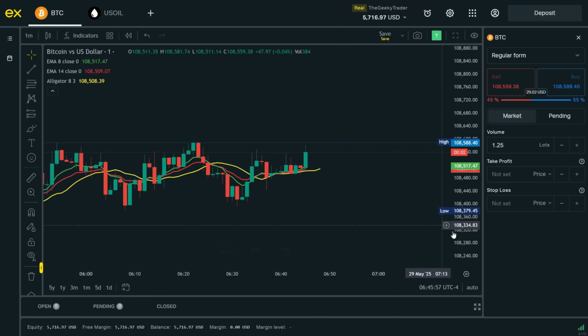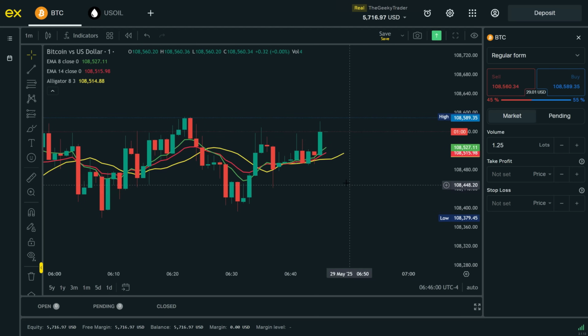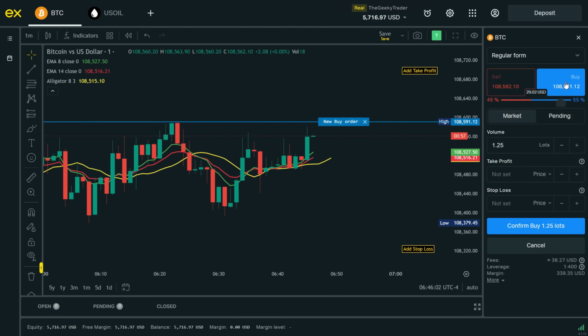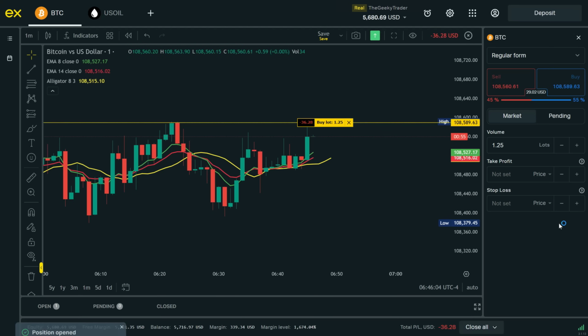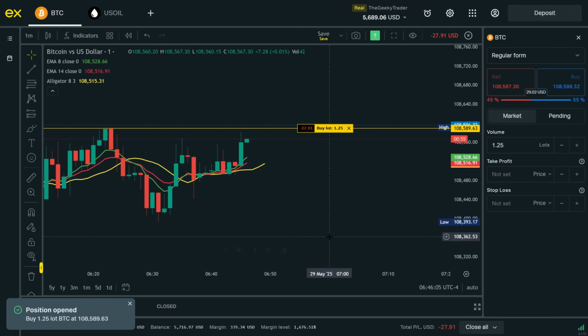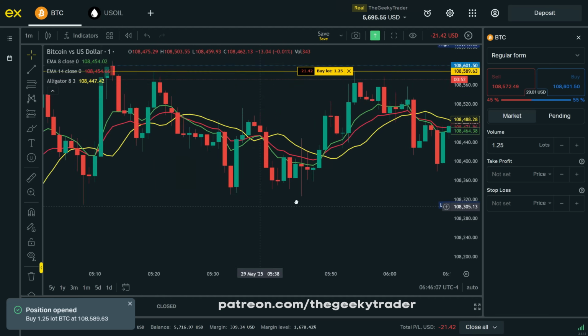All right, I've just spotted a really promising setup on the chart, and it looks like a great opportunity. So I'm going to take a buy position right here. Don't worry if you're not sure why I'm entering the trade just yet. I've got you covered. And in just a moment, I'll walk you through the entire strategy step by step. I'll explain exactly what I'm looking for, how I identify these setups, and why this particular entry makes sense based on the indicators we set up earlier. So stay with me. It's all going to make sense as we go along.